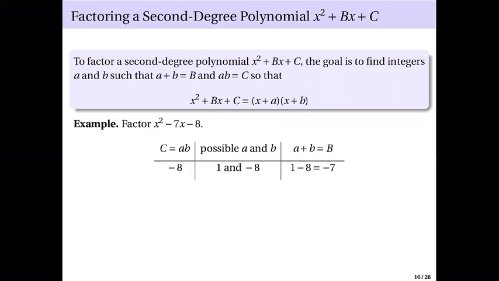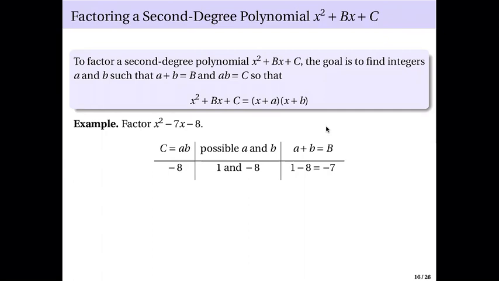So capital C, that's negative 8. And in here, factors of negative 8, you have 1 and negative 8. If you multiply them, you will get negative 8. And as you can see, if you add them, you will get negative 7. That's our capital B, and so we're done. At this point, you can immediately write the factored form.